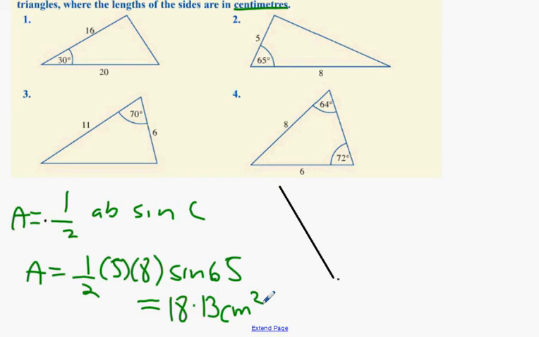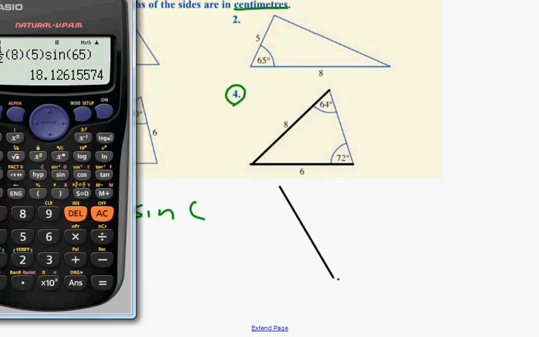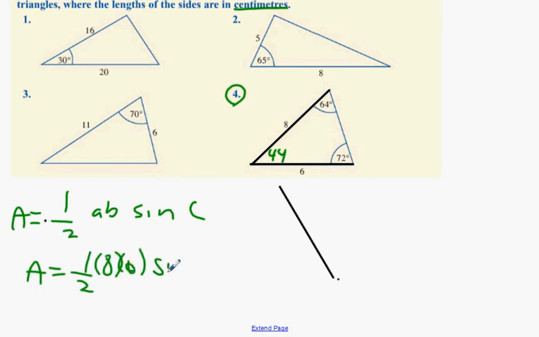But if you look at question 4, the problem with question 4 is that when you draw your two lines here, you actually don't know the angle that comes between the 8 and the 6. Can anybody suggest a way around that? Yeah. Add the other two angles, take it away from 180. 180 minus 72 minus 64 is 44. So for this particular one, it's going to be a half times 8 times 6 times sine 44.